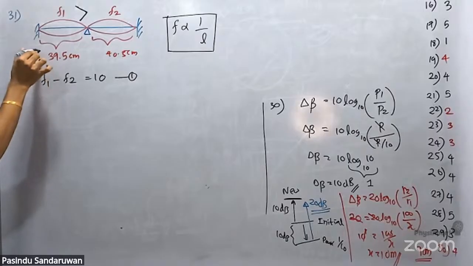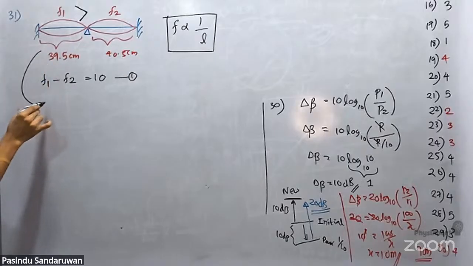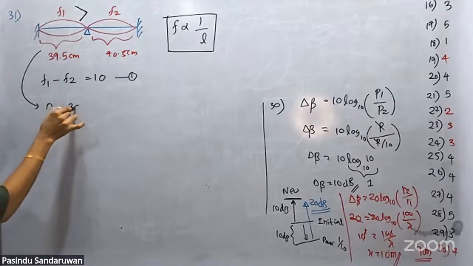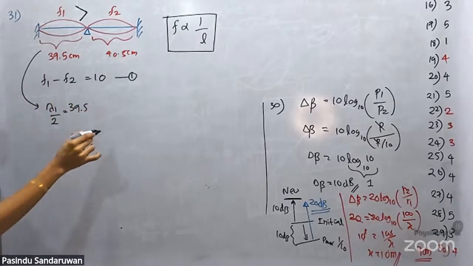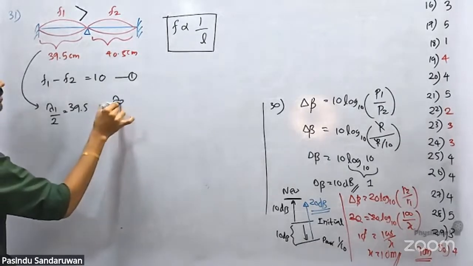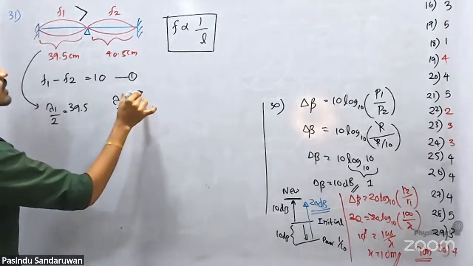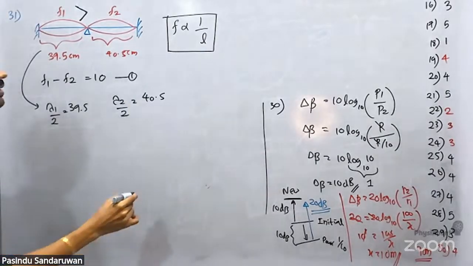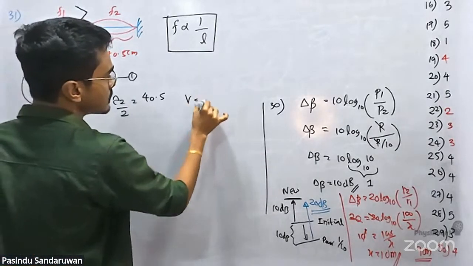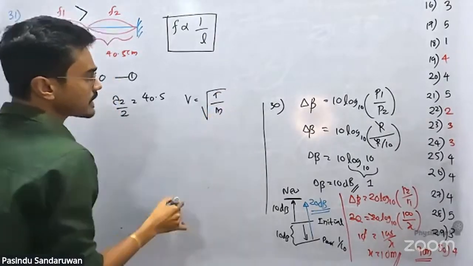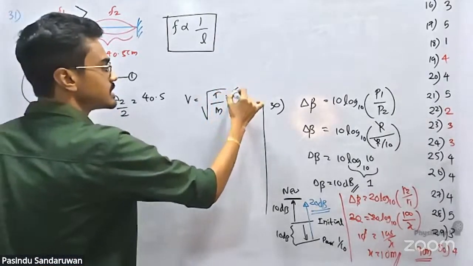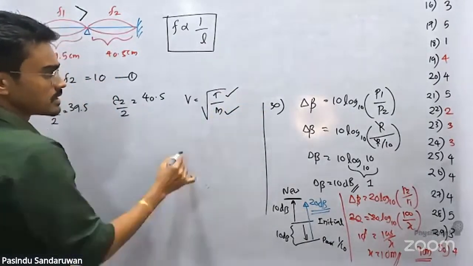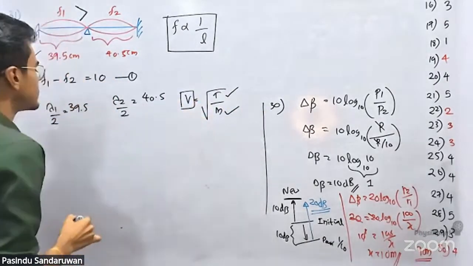See, if I use lambda, this is lambda over 2. Let's say lambda 1. Lambda 1 over 2 equals 39.5. Right? And for the other one, let's say lambda 2. Lambda 2 over 2 is 40.5. Right? We know V equals root T over M. If we have same tension, and same wire, M is also same, which means V should be constant, V should be same.